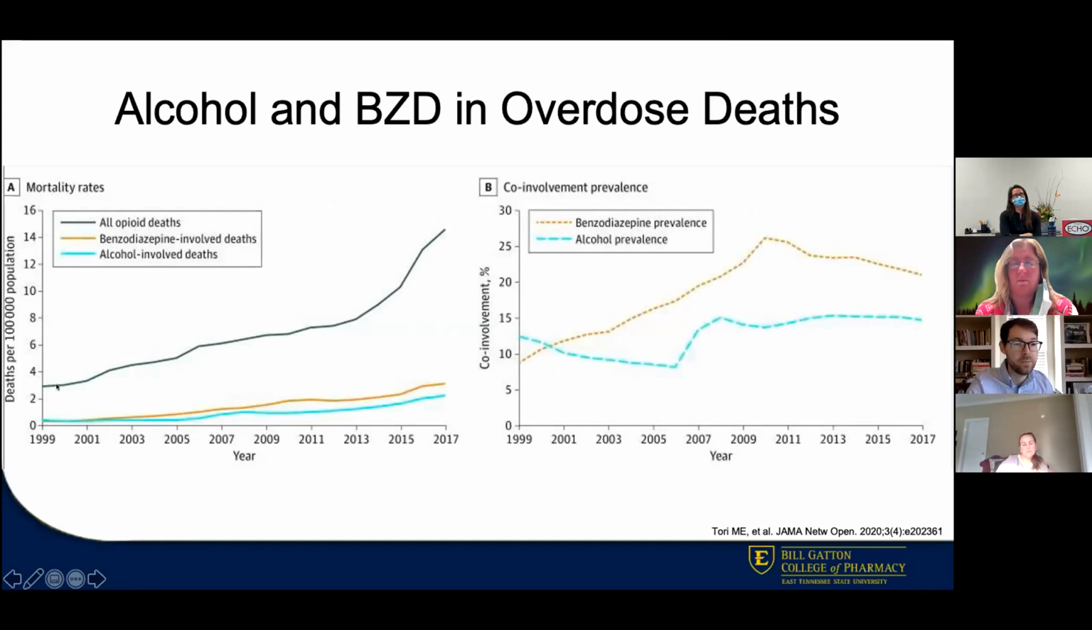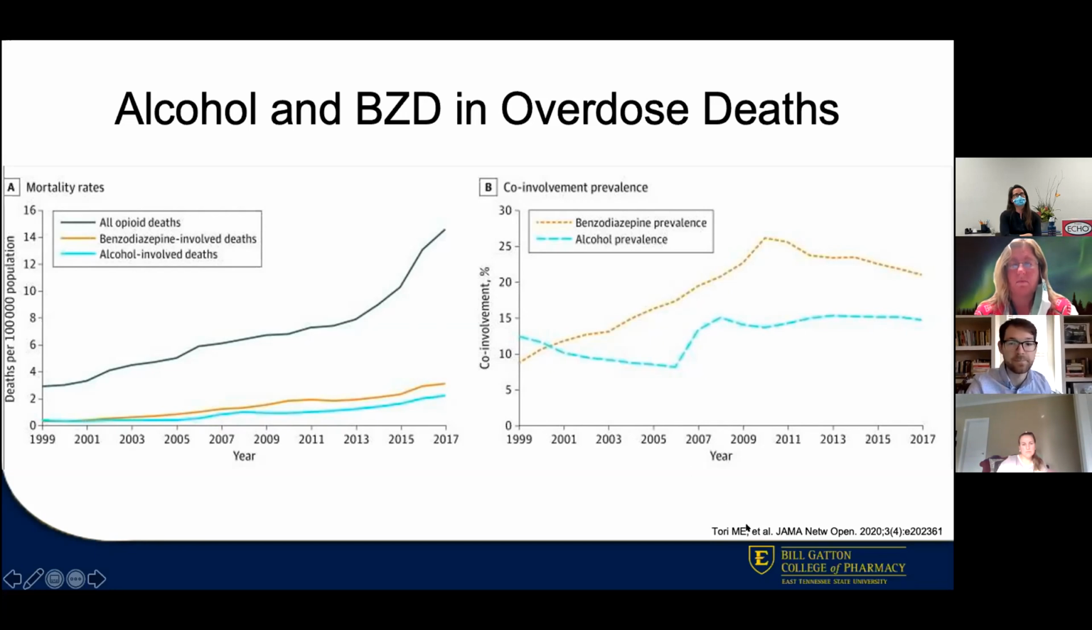And here's just some graphical representation of that. You can see all opioid deaths, as we know, increased significantly from 1999. And then they looked at benzodiazepine co-involvement and also alcohol co-involvement, and you can see both of those increased as well. With the benzodiazepines, they peaked around 2010 and then fell off a little bit, but still significantly increased from 1999.